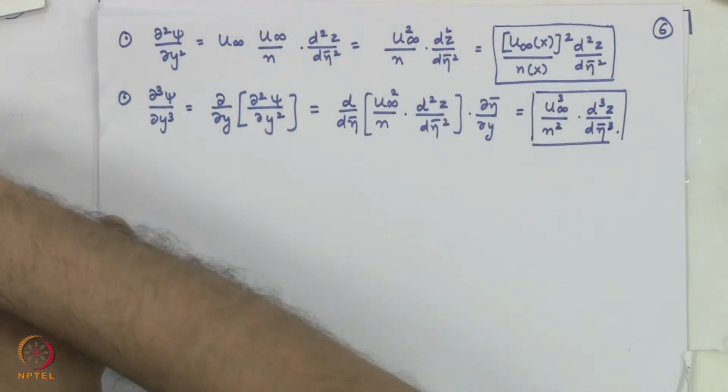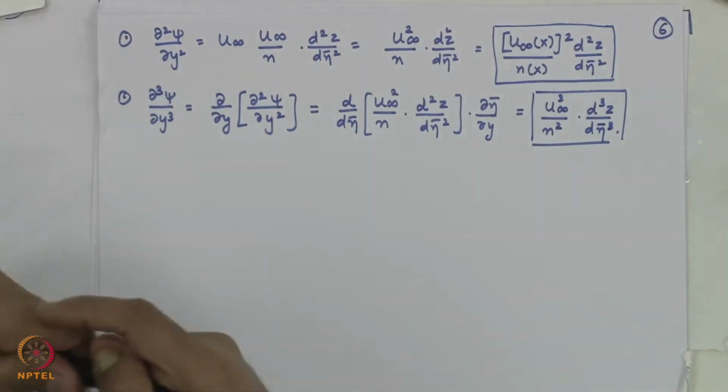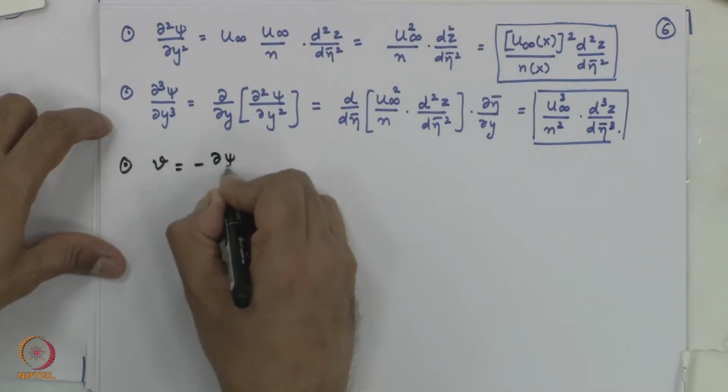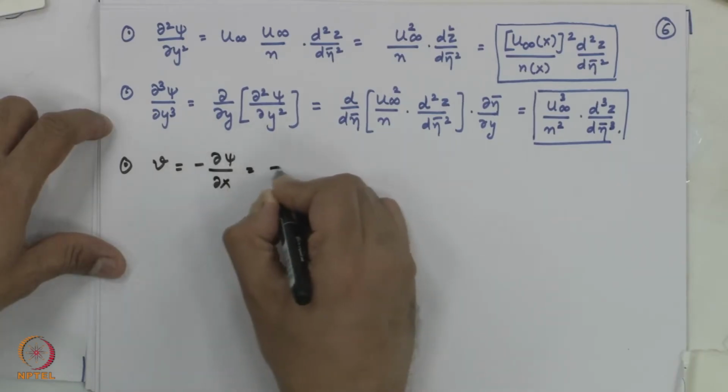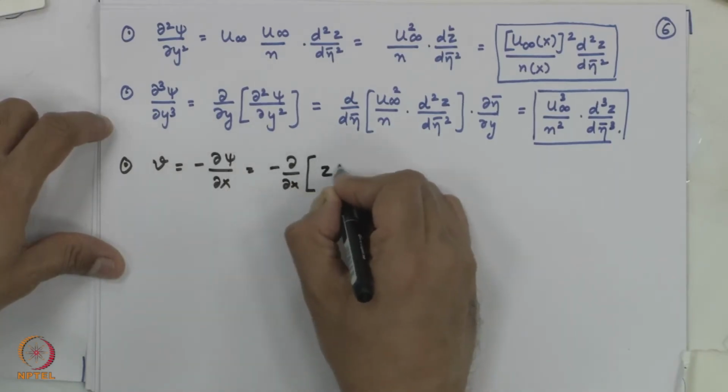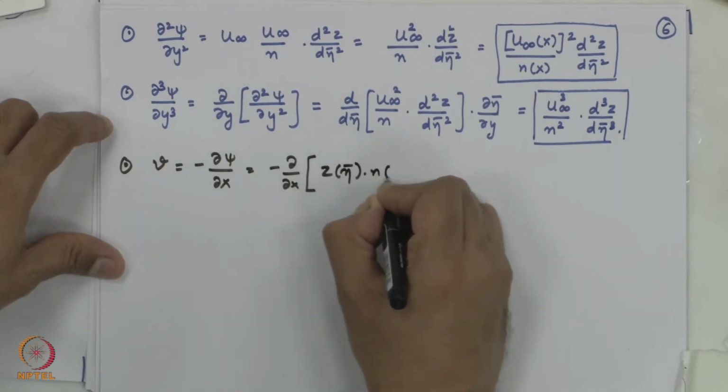Now, I will write the third one for v. Velocity v which we need is minus d psi by dx, which is equal to minus d by dx of z of eta bar into n of x.